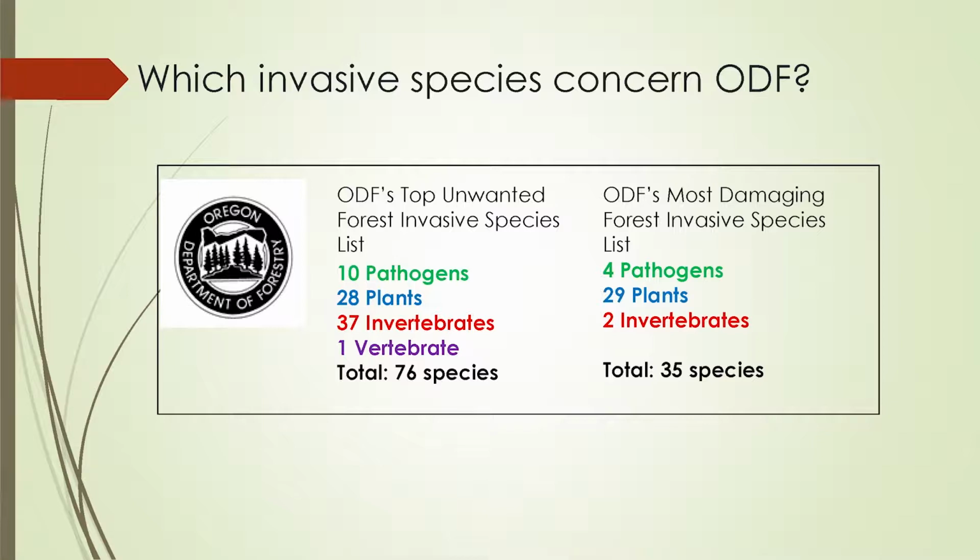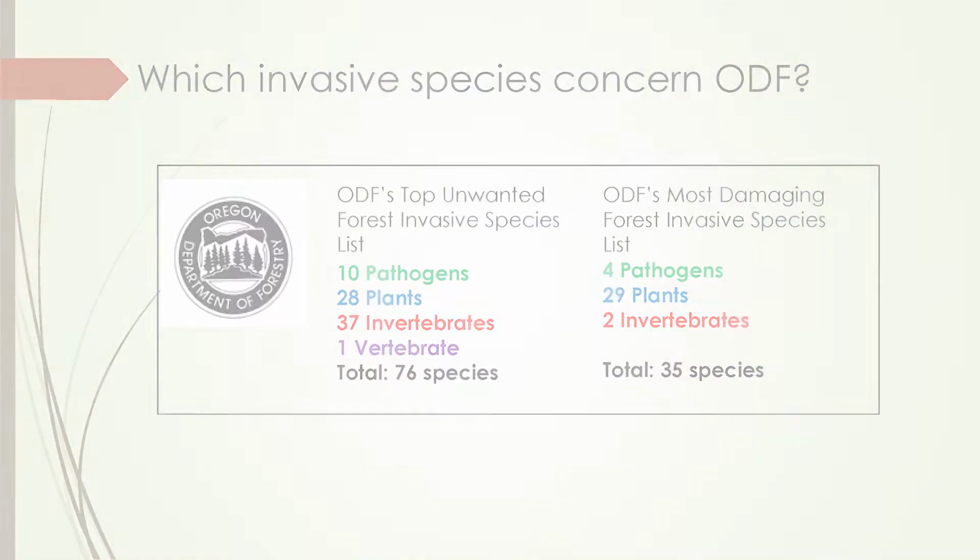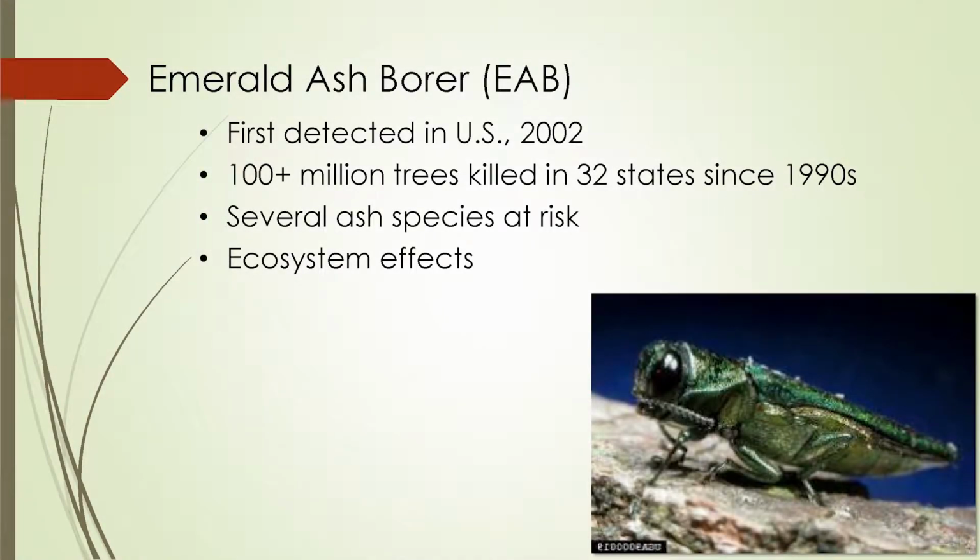The lists comprise a mix of plant pathogens, forest insects, noxious weeds, and even one mammal, feral swine. Today we will cover two of these invasive forest pests, the emerald ash borer, which is not present in Oregon but it's looming, and cankers disease, which is currently affecting Oregon's urban and community forests. The first invasive forest species that we will cover today is emerald ash borer.